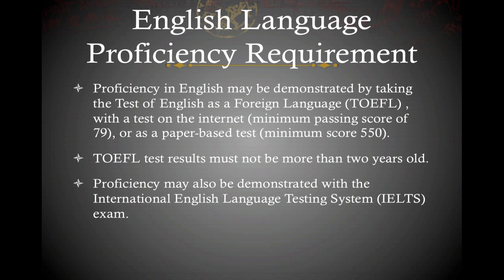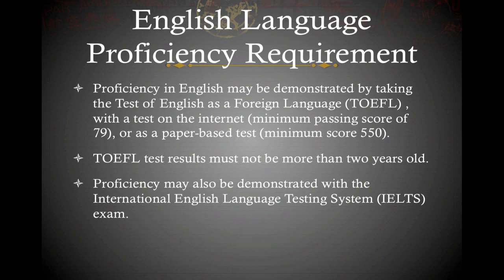English language proficiency requirement. Proficiency in English must be demonstrated by taking the Test of English as a Foreign Language, TOEFL. A minimum score of 79 is considered passing if you take it on the internet, and you must achieve a minimum score of 550 if you take the paper-based test. Your TOEFL test result must be no more than 2 years old, so if it's 2.5 years or 3 years old, you want to take it again.